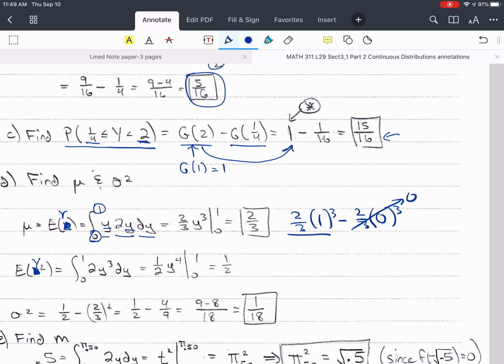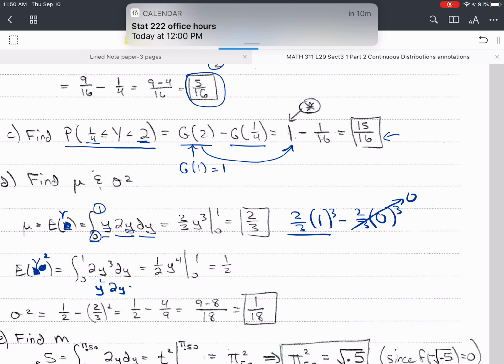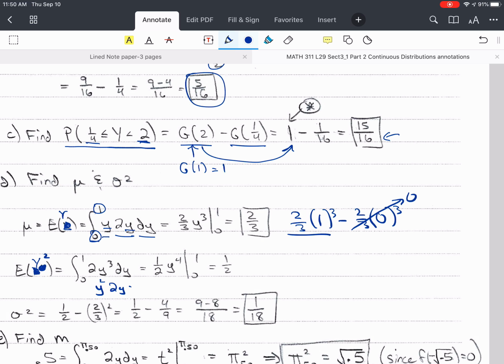So E[Y squared] is, I put in y squared. So y squared times 2y, and then that's f of y, or g of y, and then dy. And so I've got 2y, but now instead of y, I put in y squared. So y squared times 2y is 2y cubed, which is what I have here. I integrate that, I get y to the 4th, I divide by that 4, and so 2 divided by 4 is a half. I evaluate from 0 to 1. When I plug in 0, I get 0, so I have 1/2 times 1 to the 4th, which gives me a half.